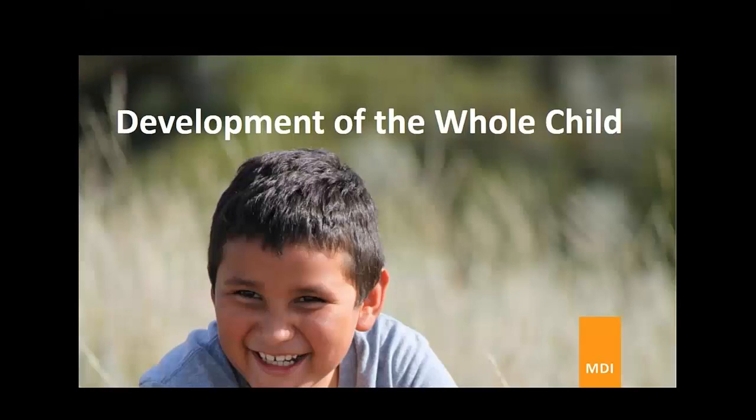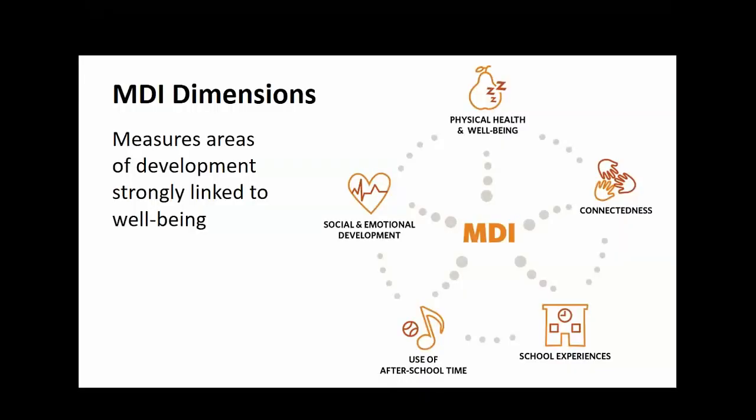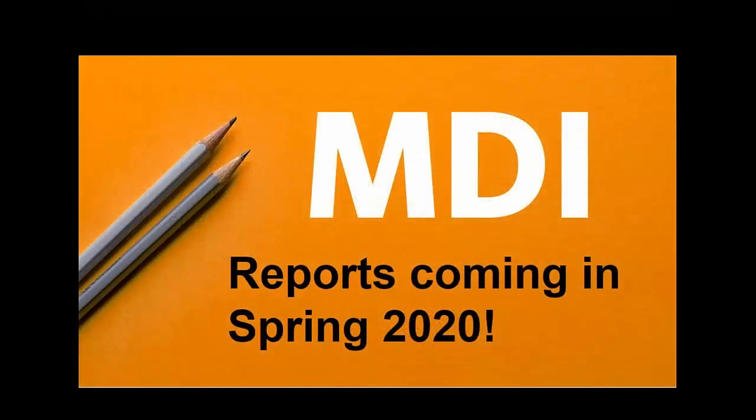MDI asks about the whole child across multiple contexts: the school context, family and home contexts, about what's happening in neighborhoods and communities, and about how children are spending their after-school time. The questions on the MDI fall under 5 dimensions in this image here, and these areas are strongly linked to well-being.